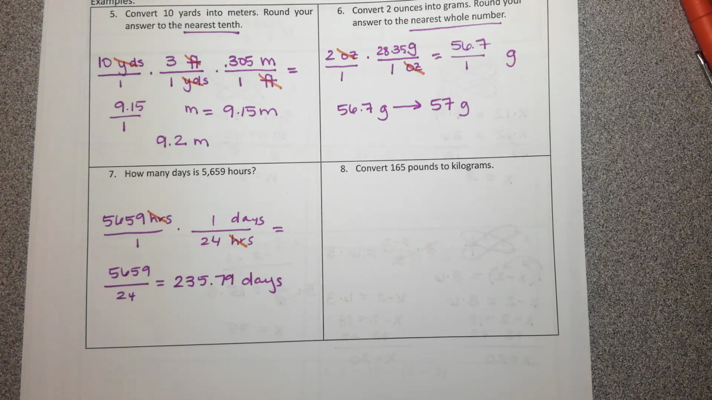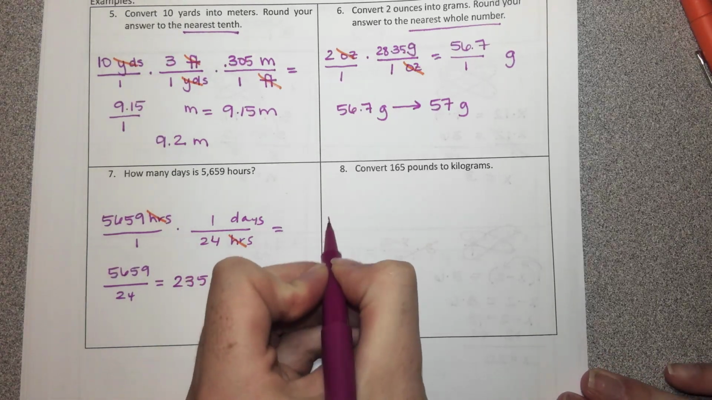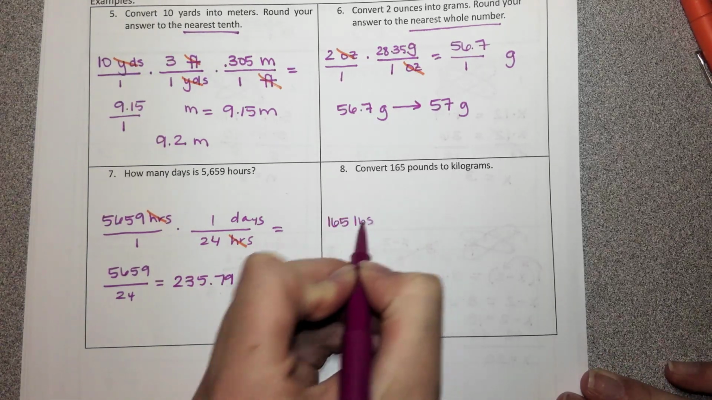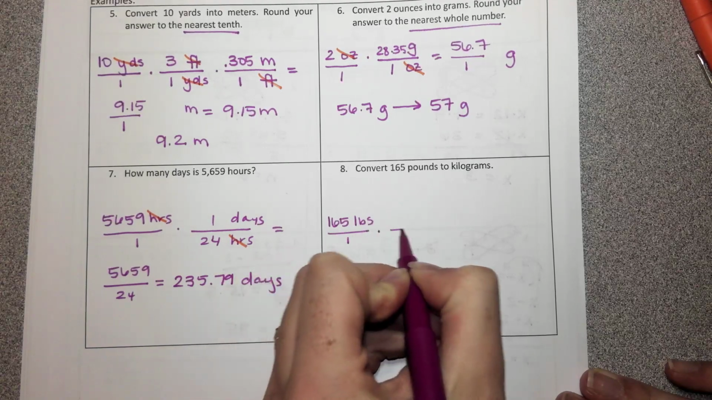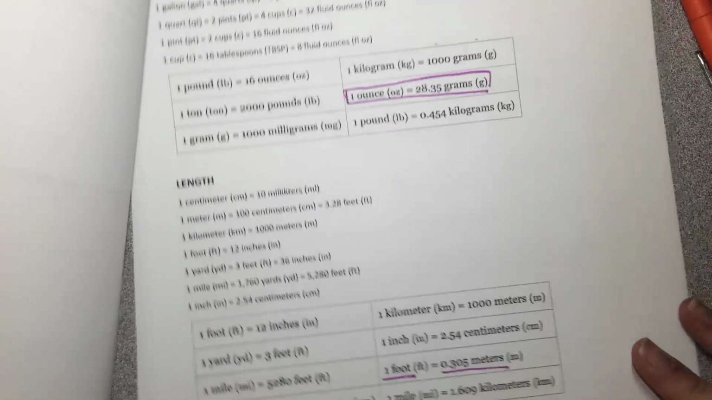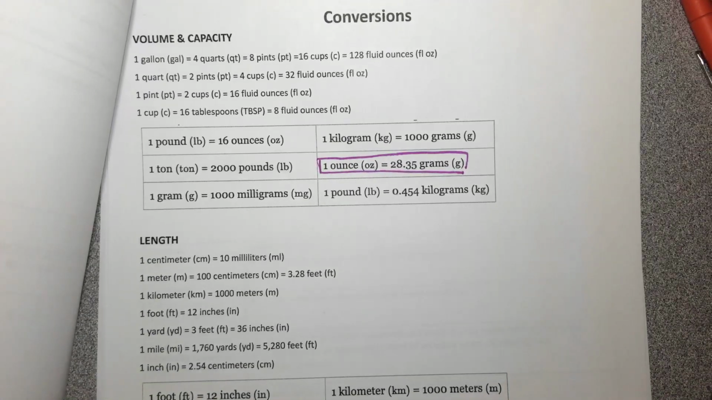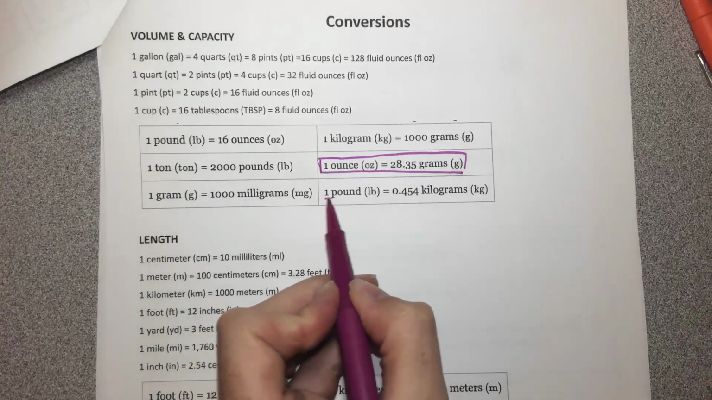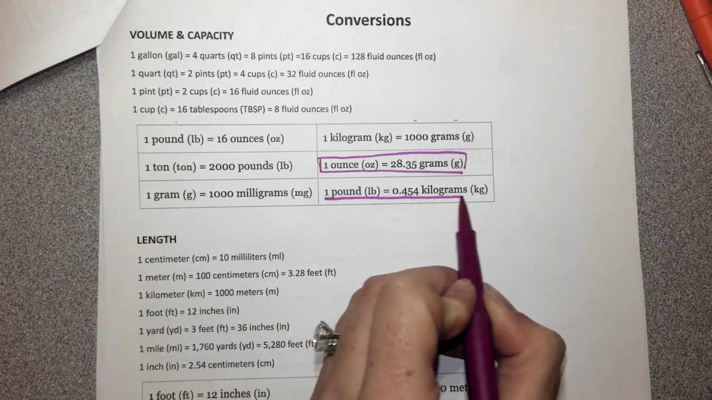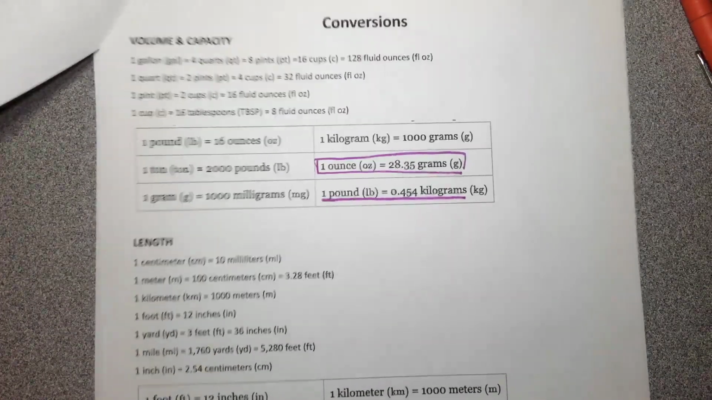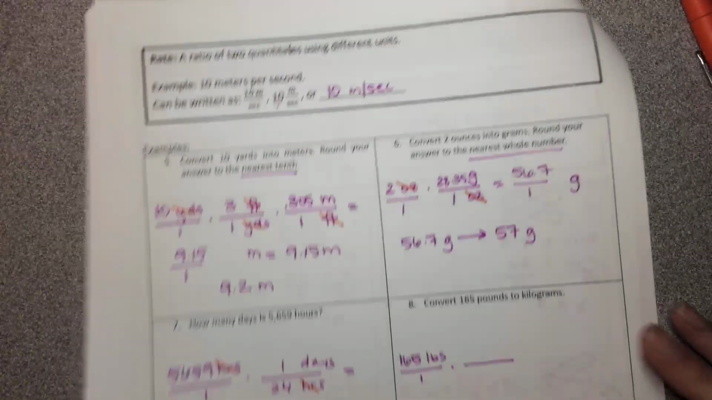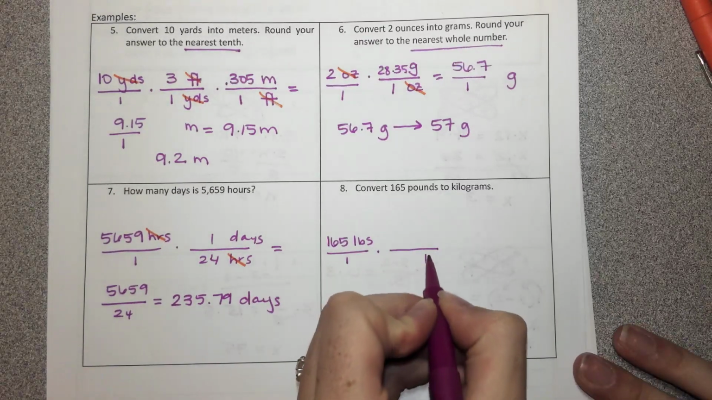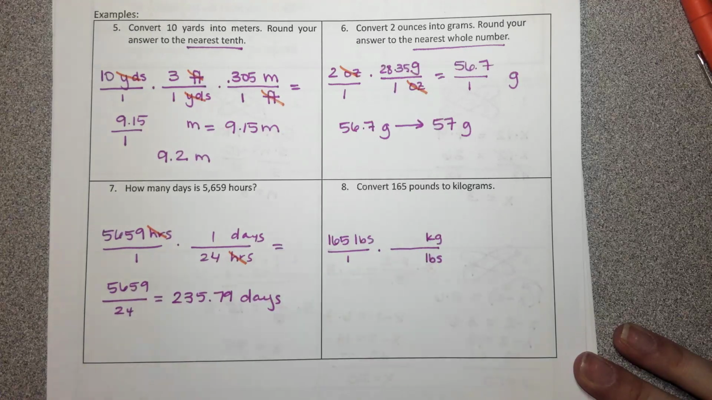All right, and then for number 8, was there a direct conversion from pounds to kilograms? No. Well, we all have the same sheet of paper, so I'm confused why some are saying yes and some are saying no. Do we have a direct conversion from pounds to kilograms? 1 pound is 0.454 kilograms. Okay? So we can go right from pounds, canceling out, to kilograms.